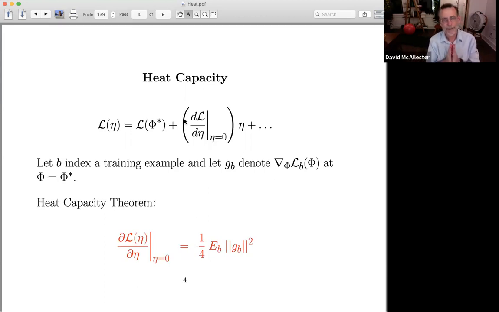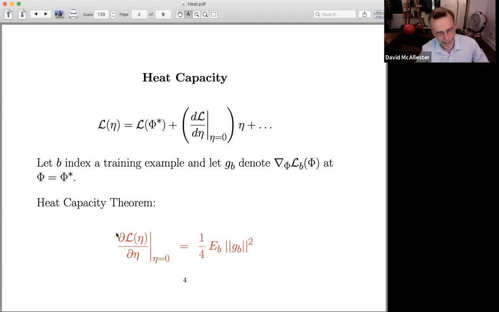Okay, so let's state the theorem. Let b, little b, which we've been using to index batch elements, index some random training point. The loss at little b is the loss at that training point at the parameter setting phi. And I'm going to let g_b denote the gradient at the optimum.